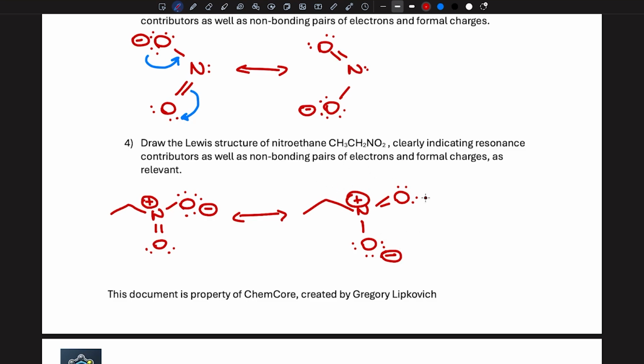Now, I doubt you guys are going to remember the nitro group. This is a nitro group, but it becomes super, super important in Orgo 2. And so if you want to keep it in the back of your head, these resonance structures are going to explain the properties of why this NO2 acts the way it does. It's kind of special. It's pretty cool.